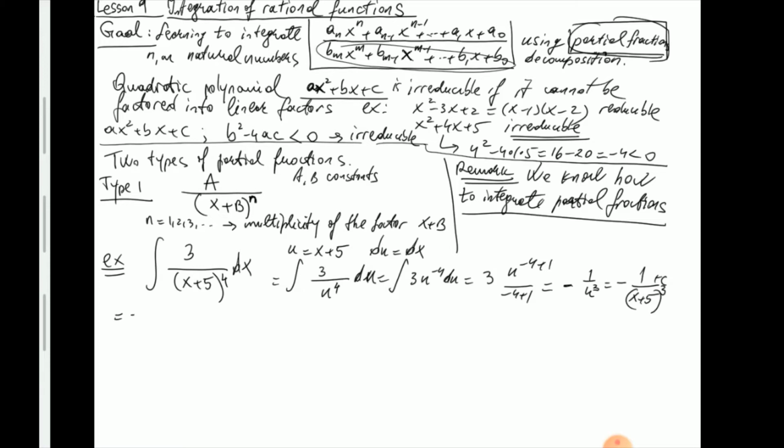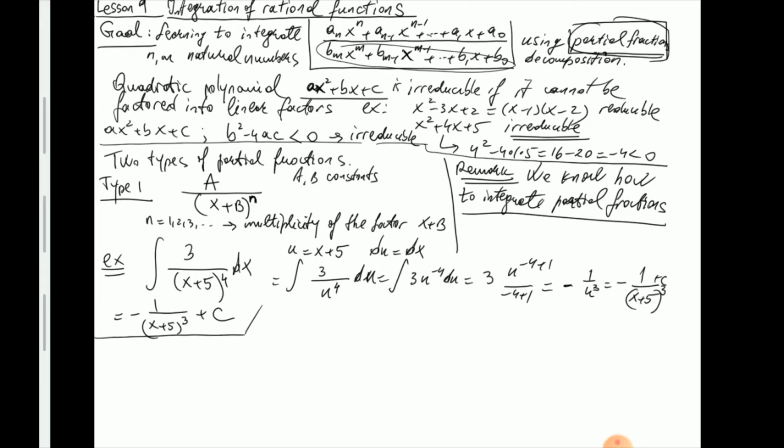Let me write it one more time here so it looks better. Okay, all right, so that's type 1.